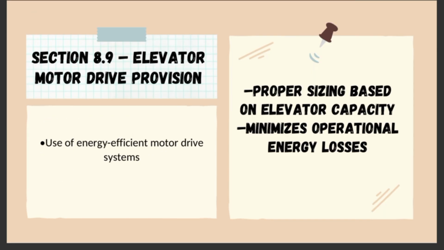Section 8.9 Elevators Motor Drive Positions Provision. This section requires elevators to use energy efficient motor drive systems, and the motor drive must be properly sized based on the elevator's capacity and usage, ensuring efficient operation while minimizing energy loss.